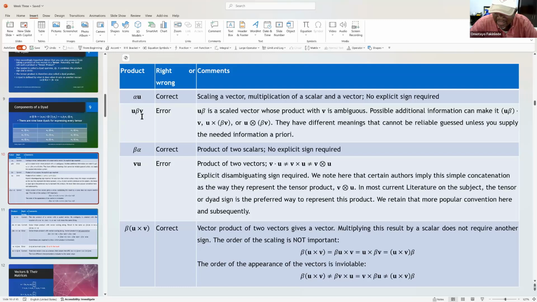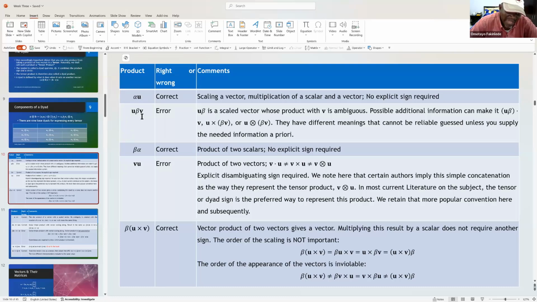We note that certain authors imply this simple concatenation as a way of representing the tensor product. There are books that have been written, and when they write two vectors concurrently together like that, they imply the tensor product, but that is not the current literature. Those are old books. The most current literature is that if you want to do a tensor product, you put a dyad symbol between the two tensors. In the most current literature of the subject, the tensor or dyad sign is the preferred way to represent this product. We retain that more popular convention here and subsequently.